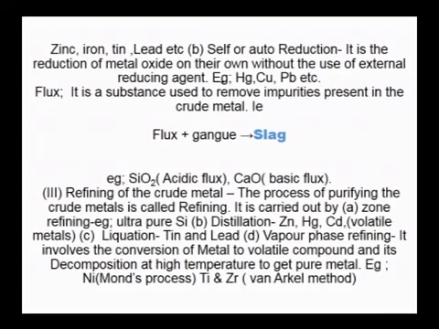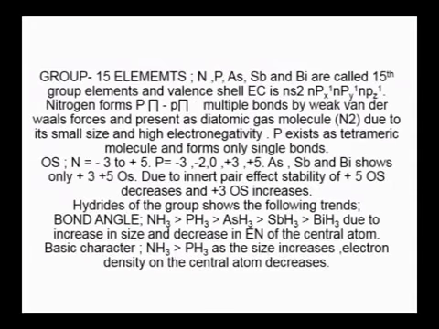The last one is vapor phase refining. The principle in vapor phase refining involves the conversion of metal to a volatile compound and its decomposition at high temperature to get a pure metal. For example, nickel is obtained in pure state by Mond's process. Titanium and zirconium are obtained in pure state by the Van Arkel method.